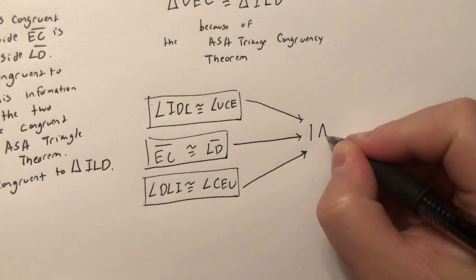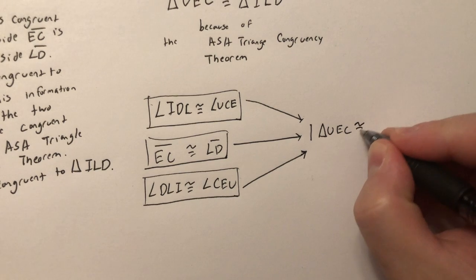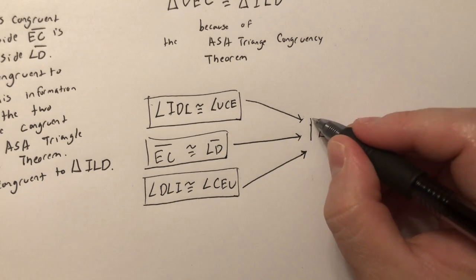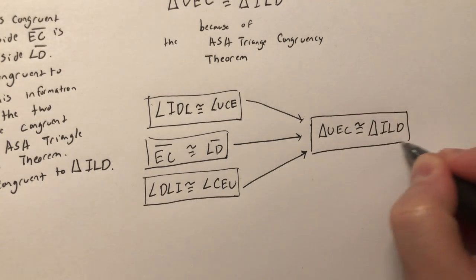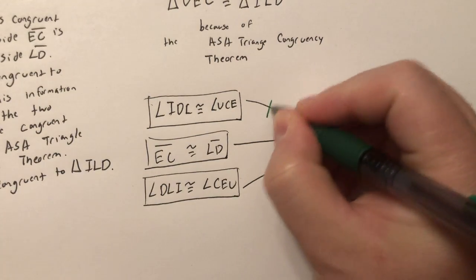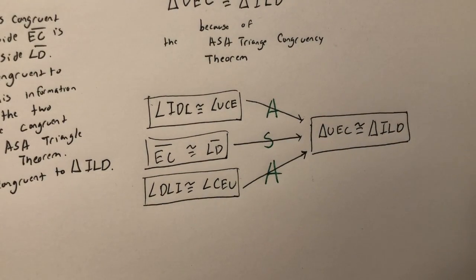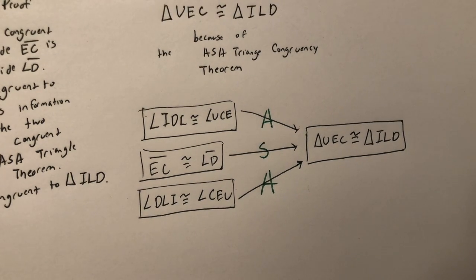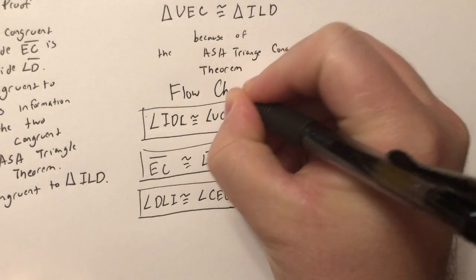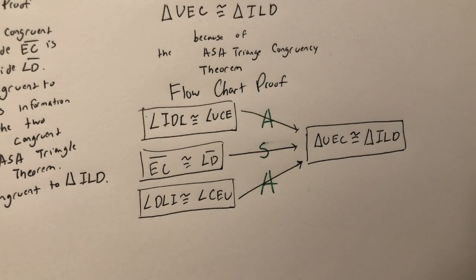So these connect to the triangle UEC being congruent to triangle ILD because of, well, I'm using a different color to make sure it's clear, ASA. Again, this is referred to as the flowchart proof. Okay? We have one more we need to look at.